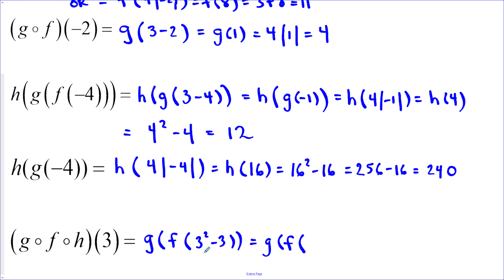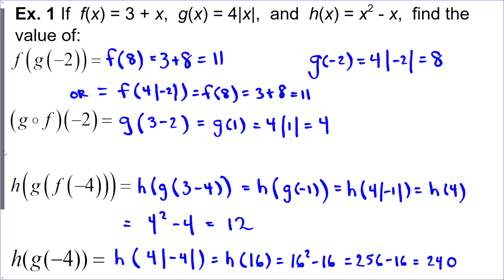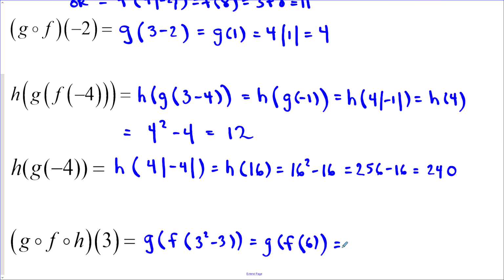Which is 9 minus 3 is 6. So now we have f at 6. F is 3 plus x. Now that gives us g at 9.